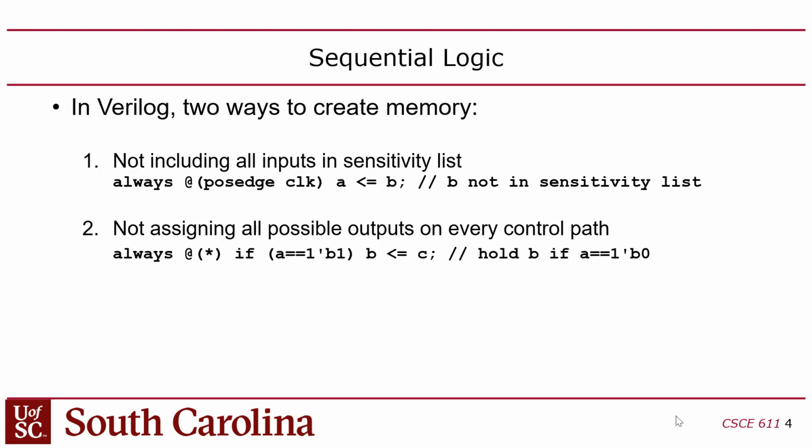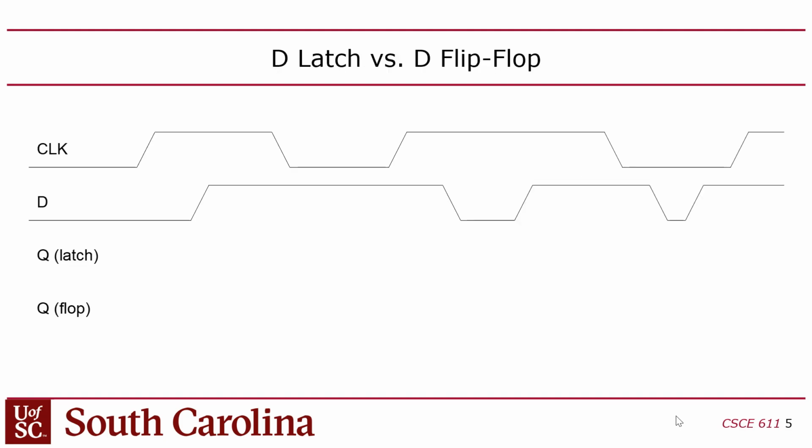The bottom one creates a latch because it's using A to control whether or not the output gets assigned. So A is kind of like the clock in the second example. I don't call it clock, I call it A, but it's effectively a clock for a latch.